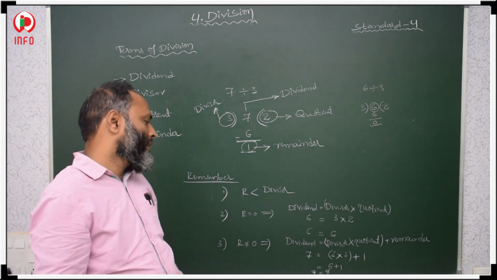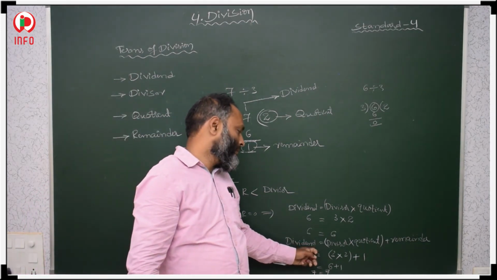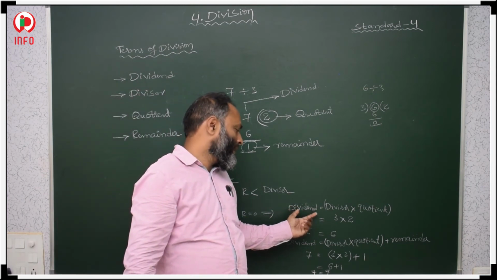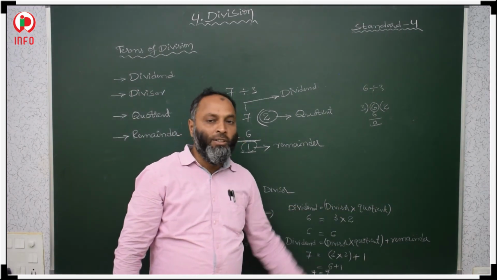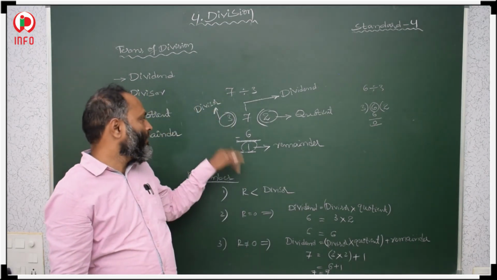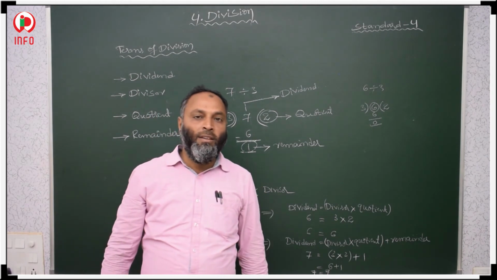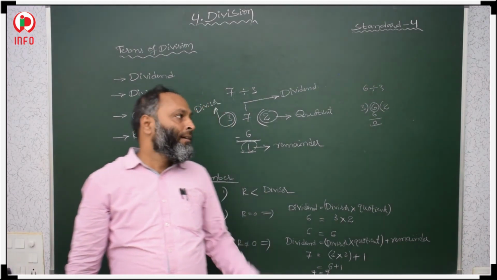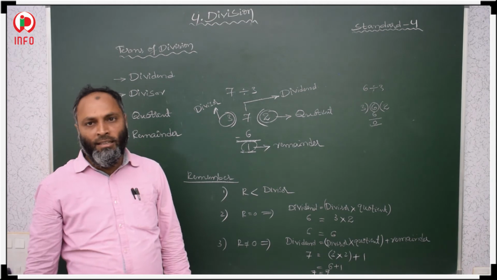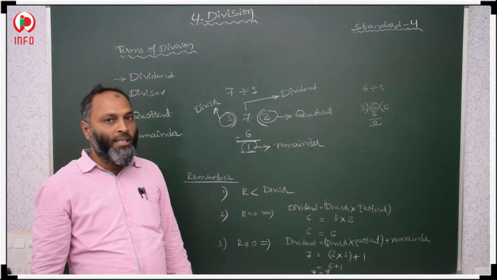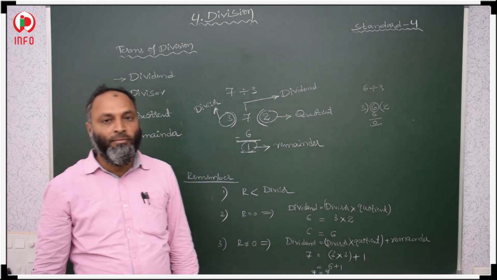When the remainder is not equal to 0, we have to apply this formula. When the remainder is equal to 0, we have to apply this formula: dividend is equal to divisor into quotient. So in division, the remainder is always less than the divisor. Okay.